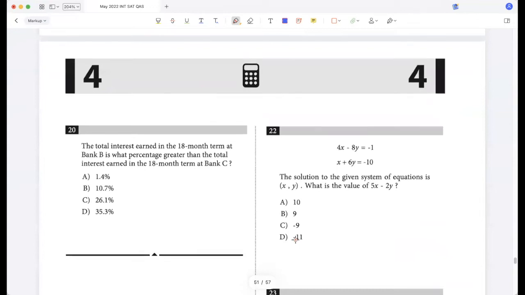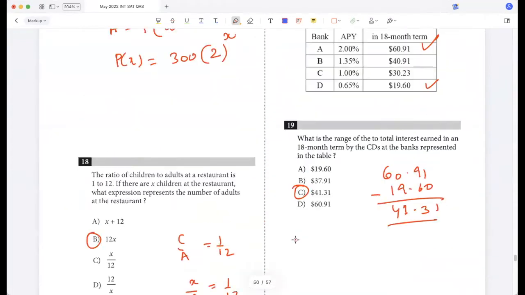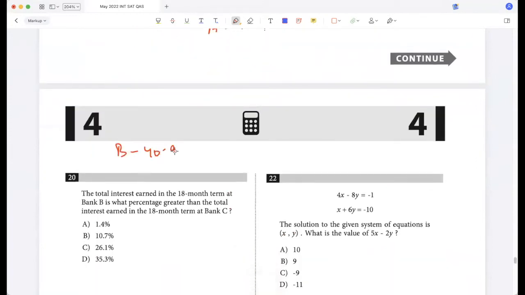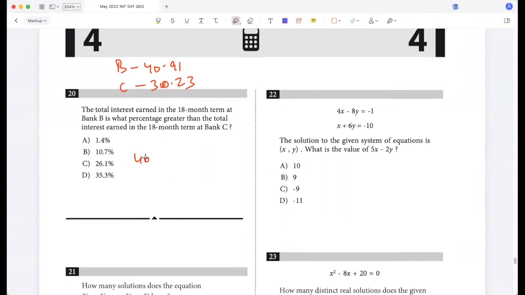The total interest earned in the 18-month term at Bank B is what percentage greater than the total interest earned in the 18-month term at Bank C? So 40.91 and 30.23. So what percentage greater? So that would be 40.91 minus 30.23 divided by 30.23 times 100. So let's plug that in. 40.91 minus 30.23, that divided by 30.23. So about 35%, right? So option D.